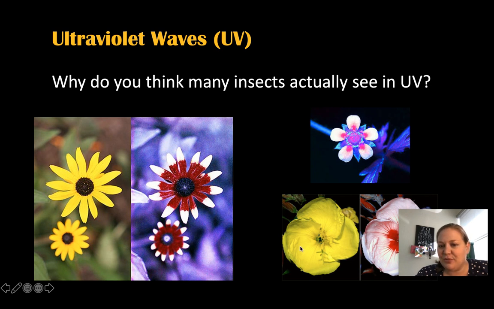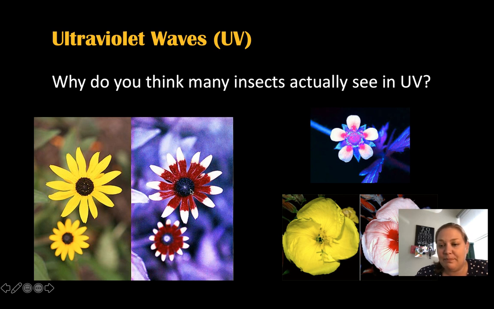And then here's another one. This is what we see, but this is what an insect sees. So why do you think many insects actually see in UV? What does this look like? It looks like bullseyes. The bullseyes are bringing them right down into the pollen.